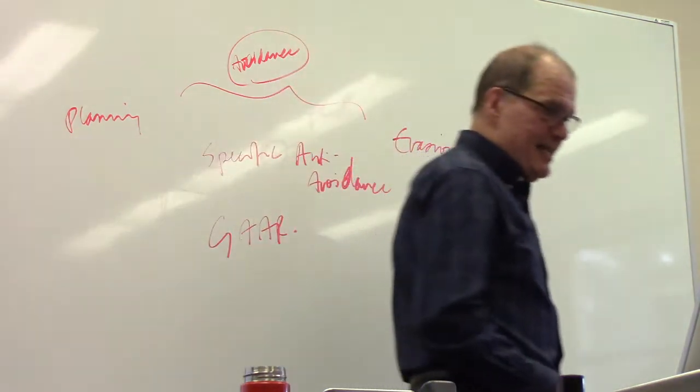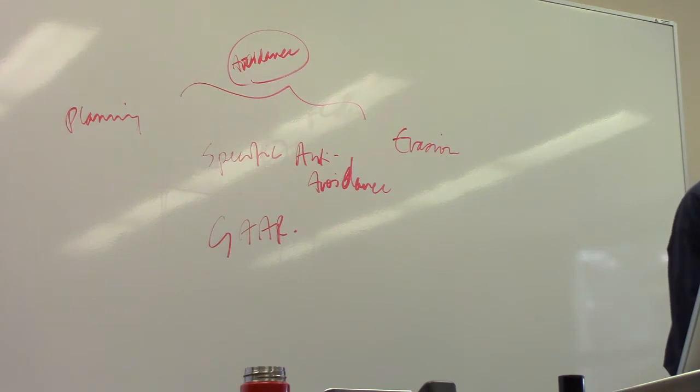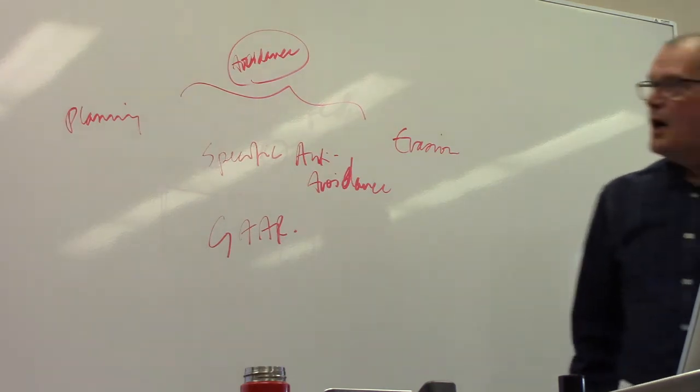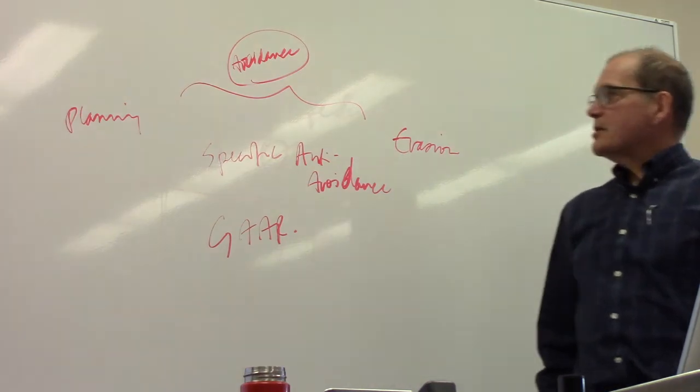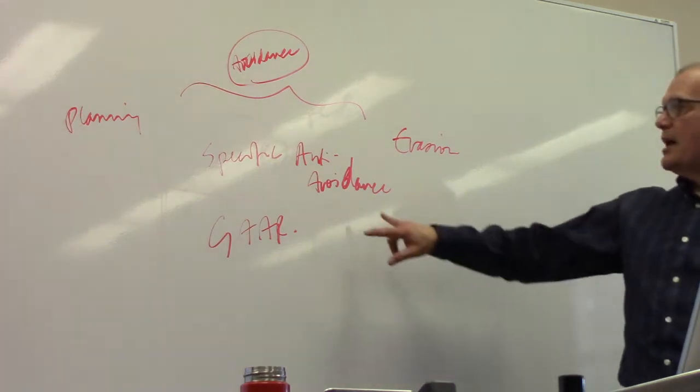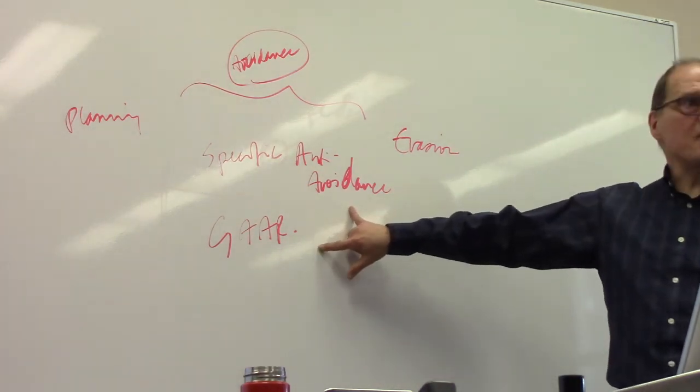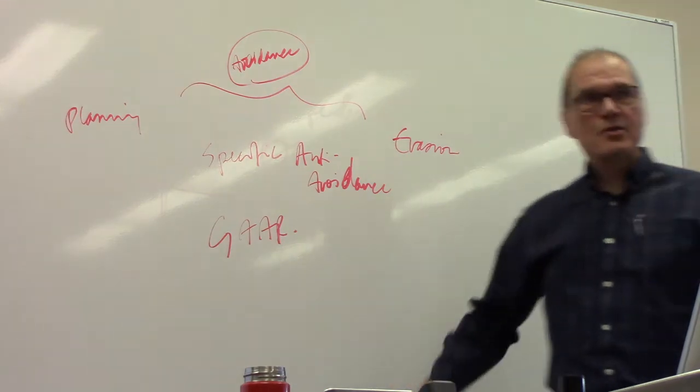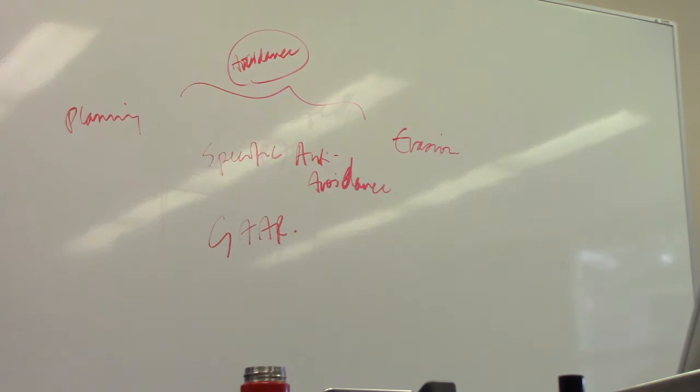On page 19, we talk about avoidance and specific and general anti-avoidance rules. Please turn in the Income Tax Act to section 18.